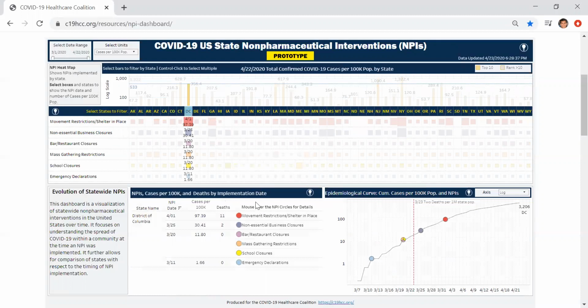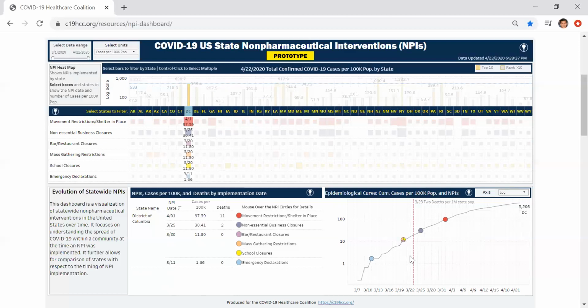When we select a particular district or state, we can also see below when this particular jurisdiction implemented their NPIs, as well as the severity of the outbreak at that time. We further plot that on an epidemiological curve with log or linear views. The red dashed line represents when the state reached the 2 deaths per million inflection point.